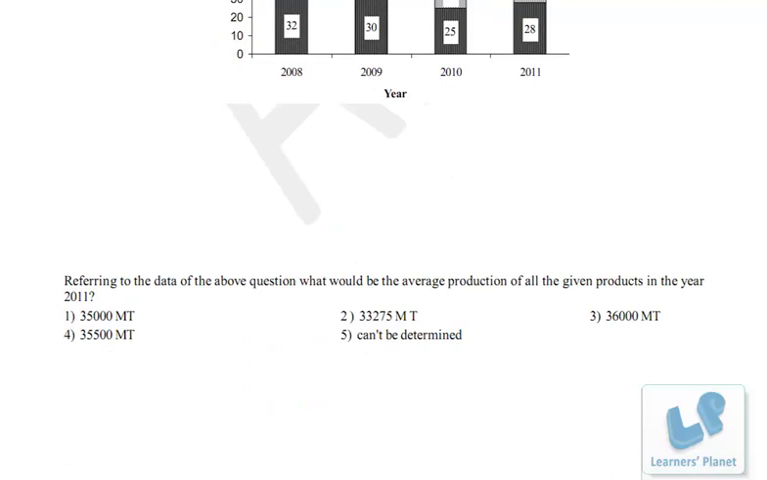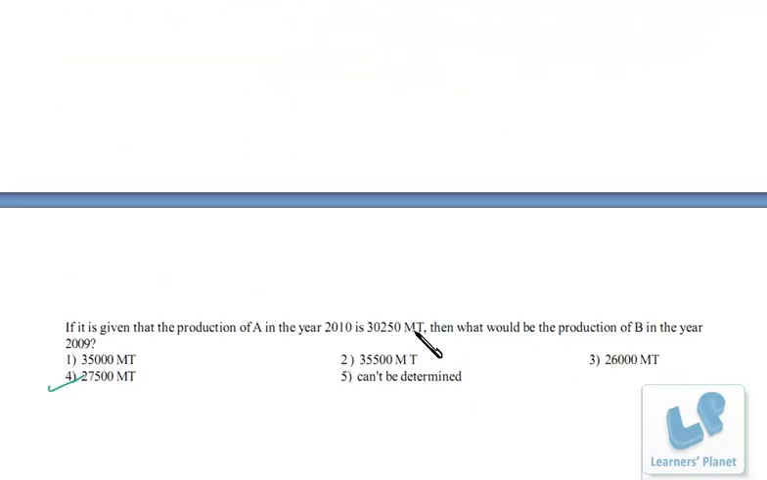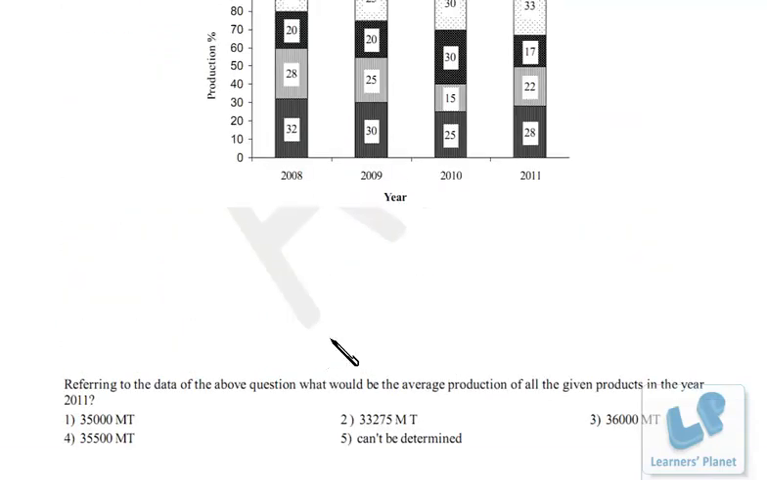Now, referring to the data in the above question, what would be the average production of all the given products in the year 2011? See, in the previous question, we have already discussed that the production of A is 30250 metric ton, right? So the total production in this year will be 30250 into 4. In the next year, the production will be 10% more than this, so that's 1.1. Now since we have to find out the average, we'll divide this by 4, right? So 3025 into 11 we have to do.